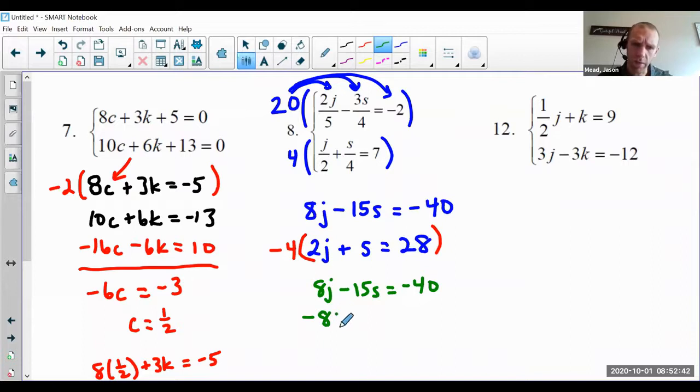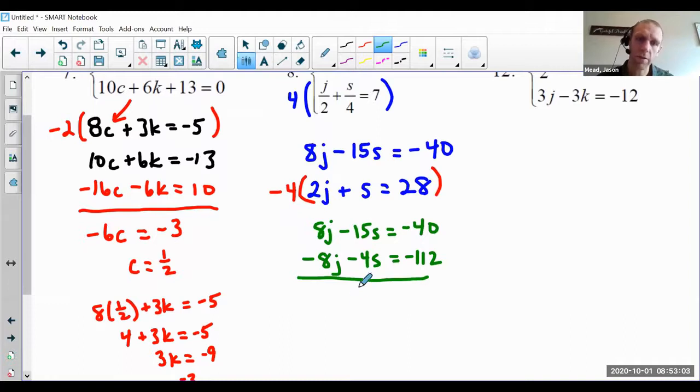Okay, so now I have negative 8j minus 4s, so that's just multiplying. And then that equals 28 times 4, so that would be 112, I'm pretty sure. Negative 112. Now I just add, so I have negative 19s equals negative 152. And negative 152 divided by 19 gives me 8. So s is 8.